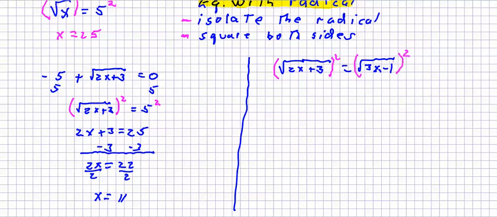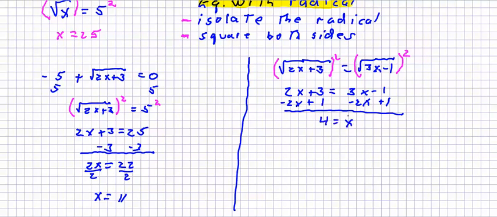Again, you must show this work. This is showing your work. And you must use parentheses. If you don't use parentheses, I'm going to hand the assignment back. You must use parentheses. All right, we square both sides. We get 2x plus 3 equals 3x minus 1. I'm going to subtract 2x. I'm going to add 1 to both sides. And I get 4 equals x. And I'm done. I've solved the equation by squaring both sides.